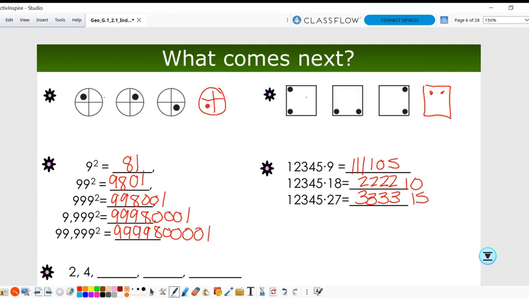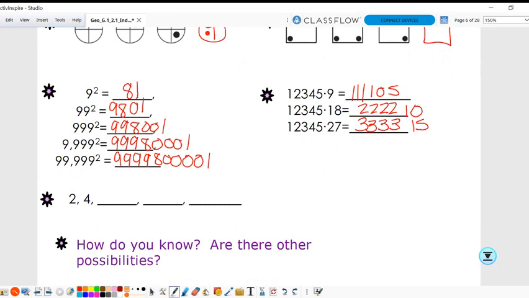When we get to our third example, though, we have 2, 4. Can you think of some possibilities there? Some of us might say, yep, 6, 8, 10. Some of us might say, well, this is squaring, so it's 2 times 2, which is 4, 4 times 4, which is 16, and so on and so forth from there. There's a couple of different patterns here, so how do we know, and are there possibilities?